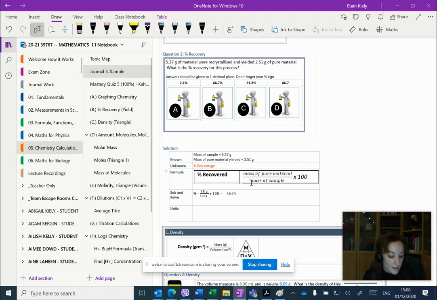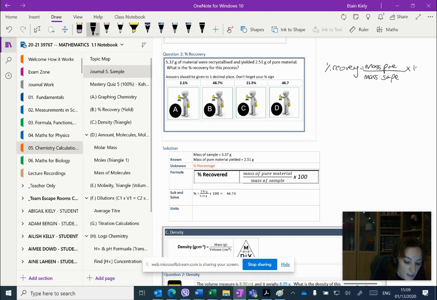And we have a formula here where percentage recovery is equal to the mass of the pure substance all over the mass of the sample. And because it's percentage, it's multiplied by 100. So we have a look here to see what each element is.